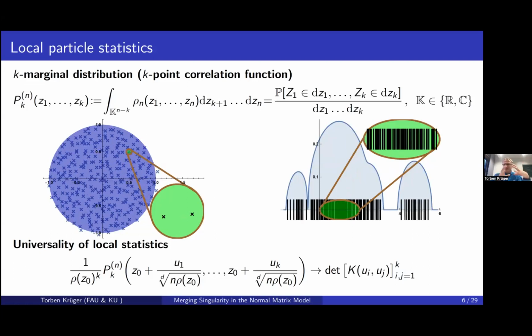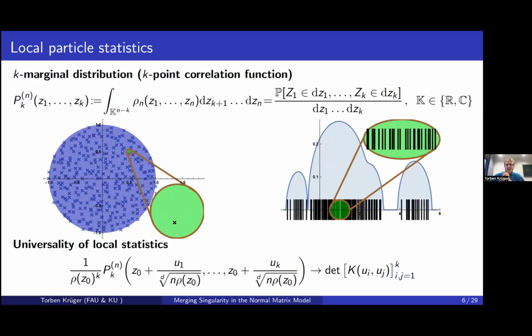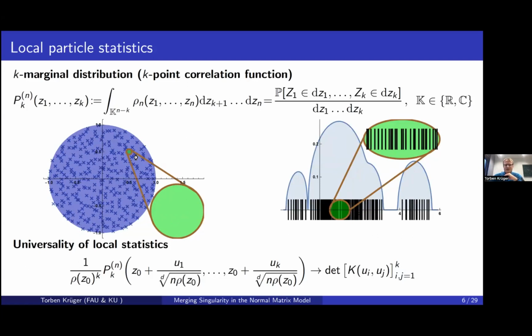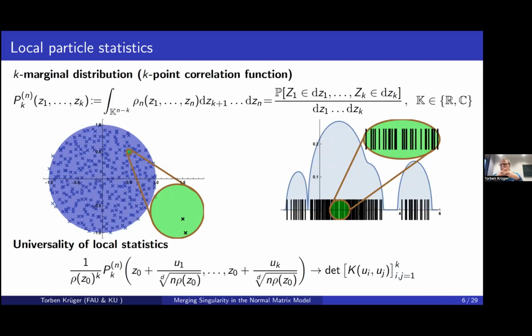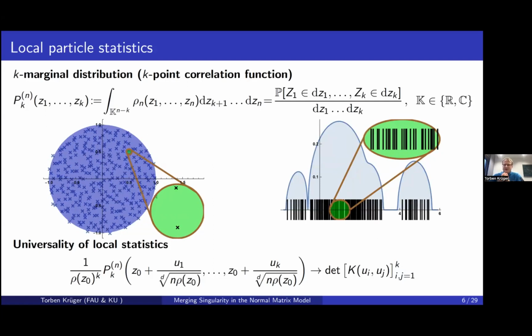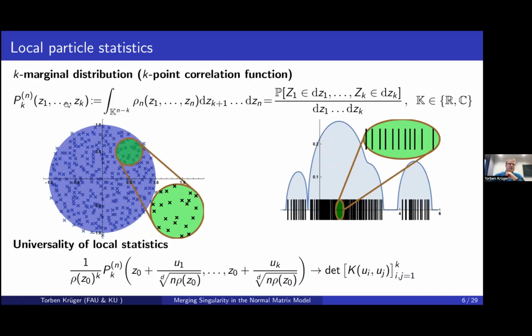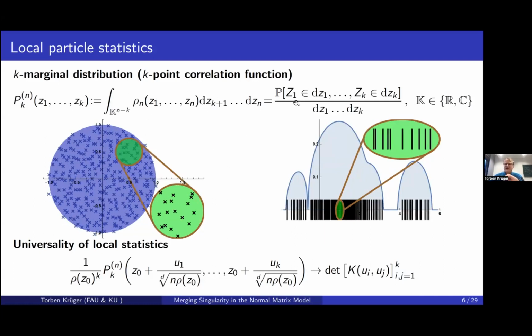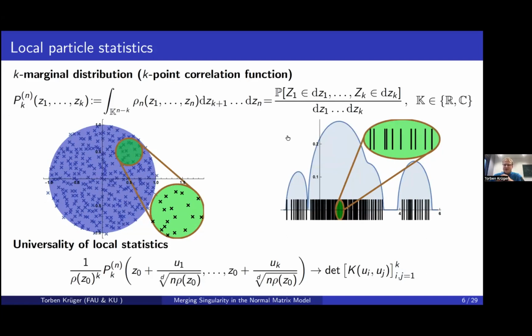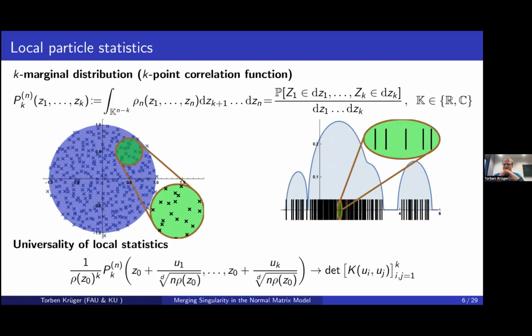And then what I want to discuss is how particles look when you consider only a very small zoomed-in area where you can see only finitely many of them. So what we want to know is the k-point correlation function for this kind of system. We integrate out all but k of the particle positions, and then we end up with the marginal distribution of only k particles when we zoom in.